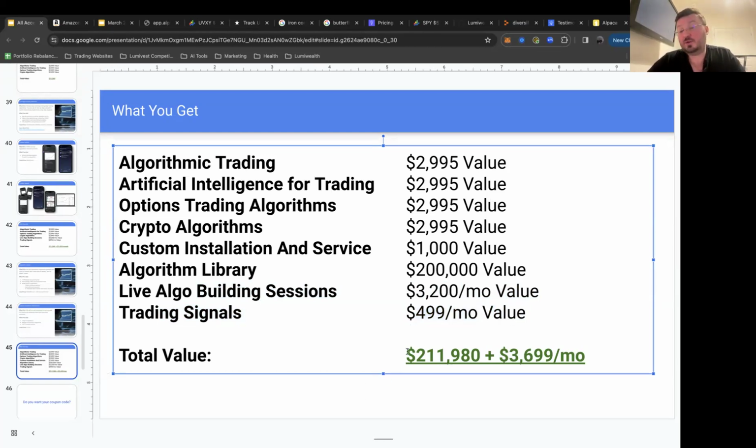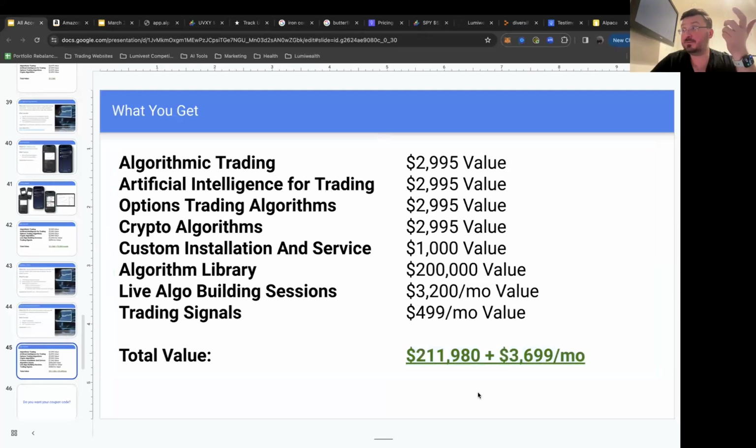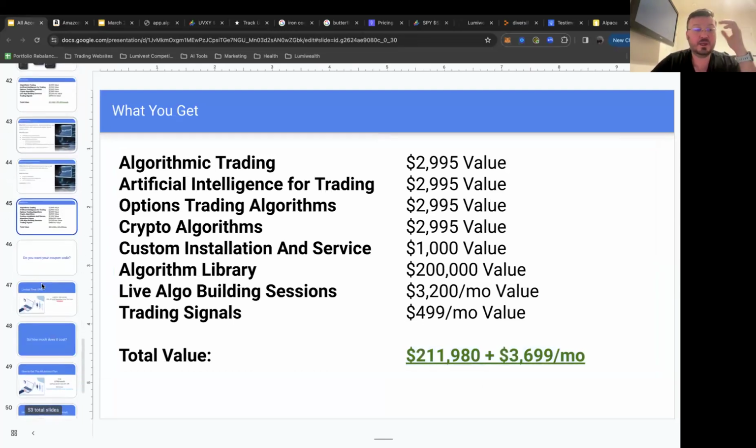So in total, if you wanted to do this independently from our all access plan, you'd probably be paying something like $211,000, $212,000 to build all this stuff. And then you'd probably be paying like $3,700 a month to keep maintaining all this stuff, right? That's a lot of money, right? We've made it a heck of a lot cheaper for you, right?